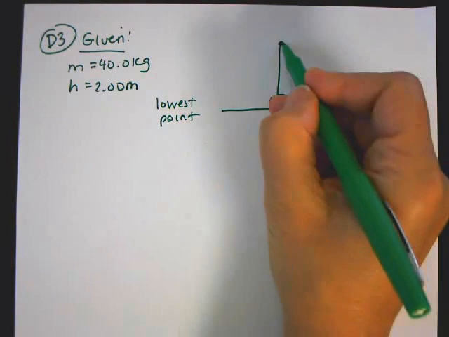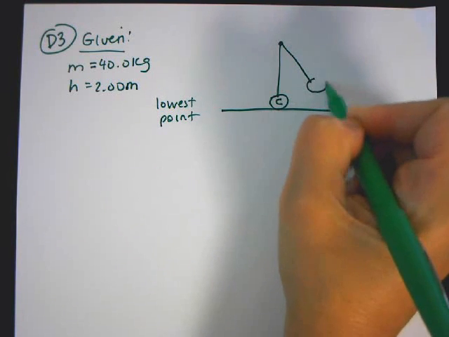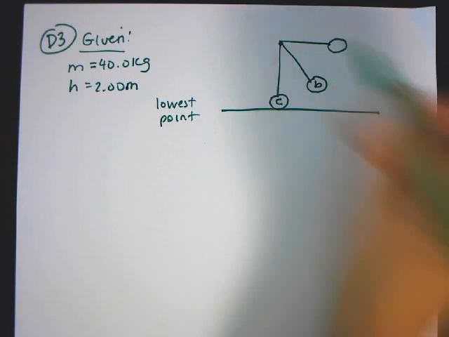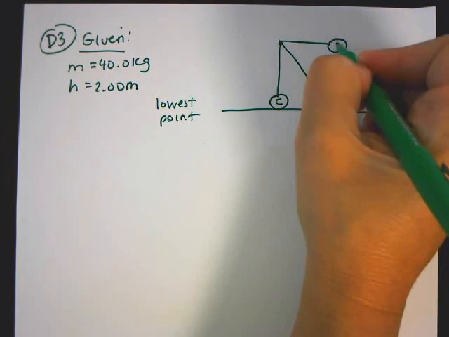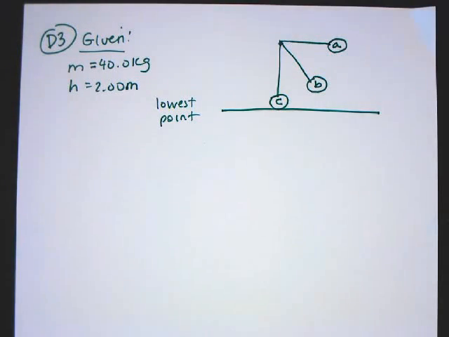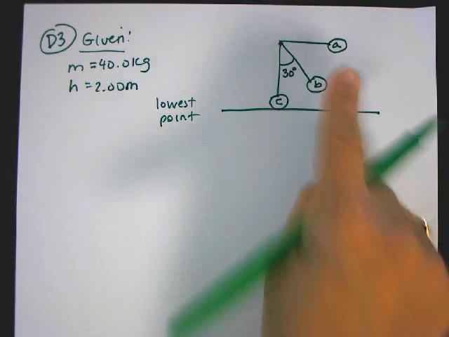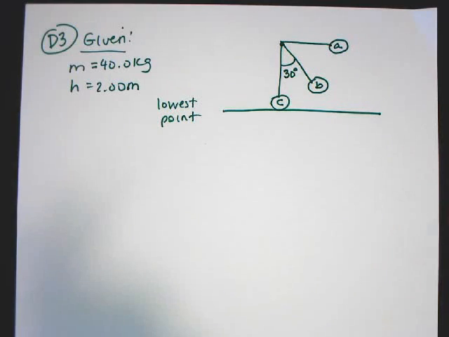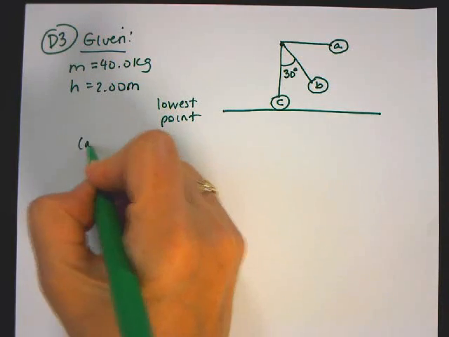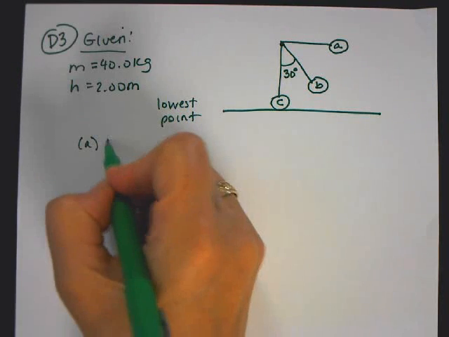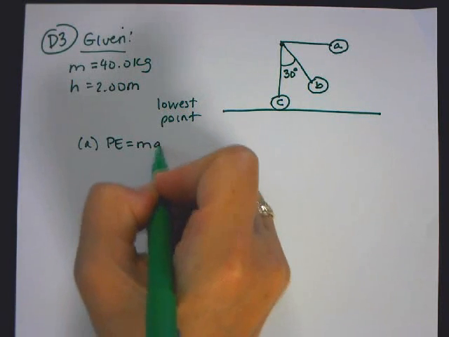Then they ask us when it's at a certain angle, which is part B, and then they ask us when it's over here, which is part A. So this angle here is 30 degrees. So for part A, they say, what is the potential energy? Well, I know potential energy is equal to mgh.